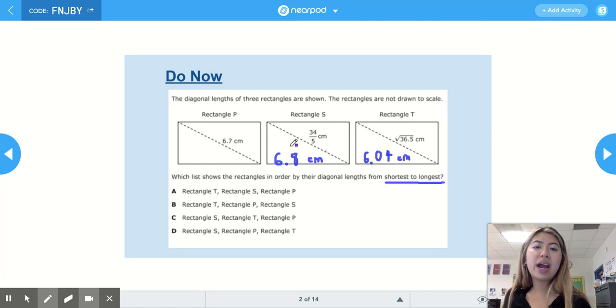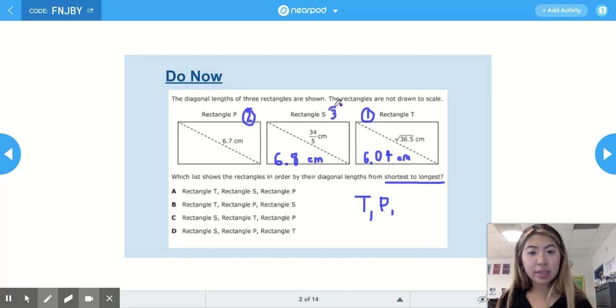And so now that I have all of the lengths of the diagonals in decimal form, I can figure out what's the smallest decimal. So the smallest is going to be rectangle T. And then the second smallest is rectangle P. And the longest is going to be rectangle S. So that was answer choice B, with rectangle T, rectangle P, and rectangle S.